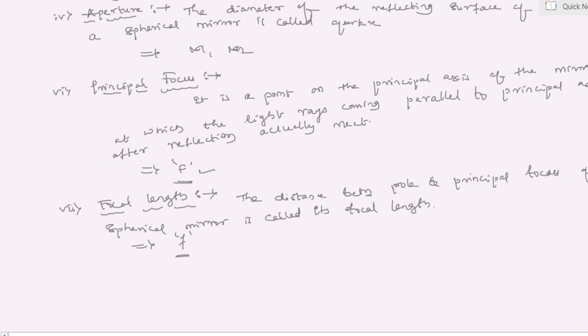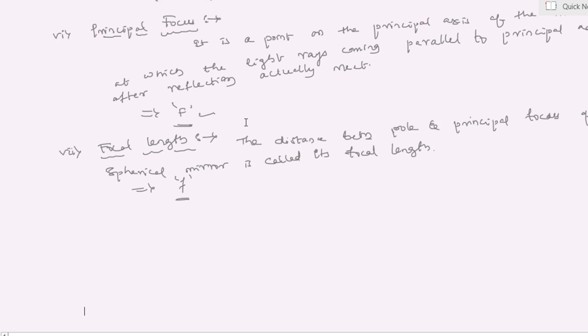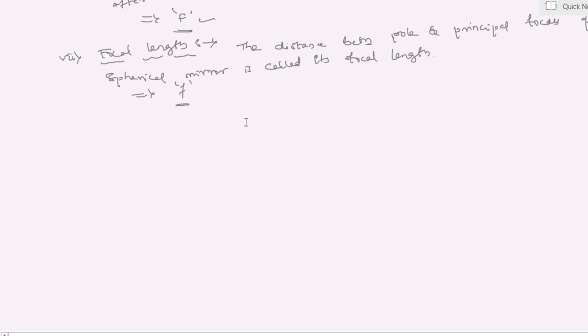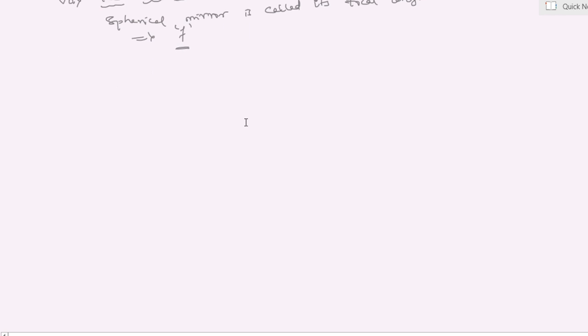And next one is principal focus. It is a point on the principal axis of the mirror at which the light rays coming parallel to the principal axis, after reflection, actually meet. It is represented by the capital letter F. And next one is focal length. The distance between the pole of the mirror and the principal focus of a spherical mirror is called focal length. It is represented by a small letter f.